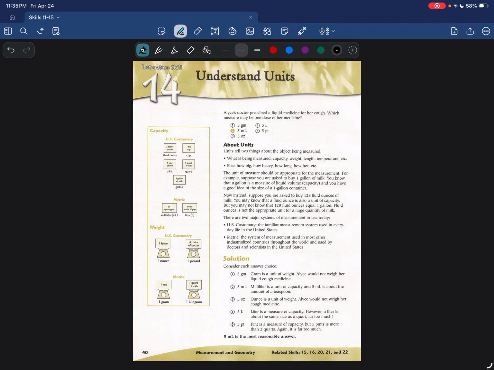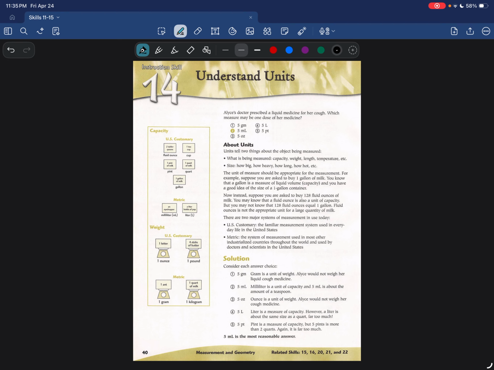Well, I can eliminate number 1 because that is a gram, that's a weight, not a liquid capacity. Number 3 is also a weight. Then I'm left with 5 milliliters, 5 liters, or 5 pints. The answer is number 2, 5 milliliters.